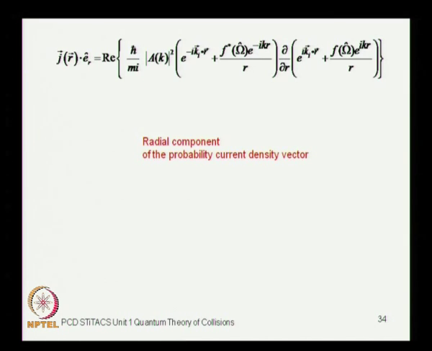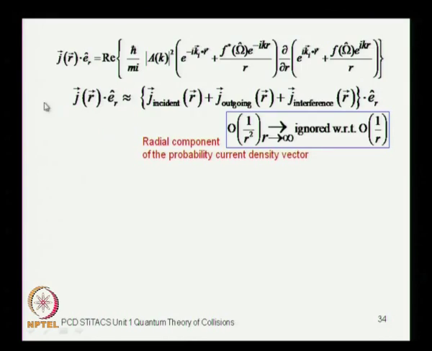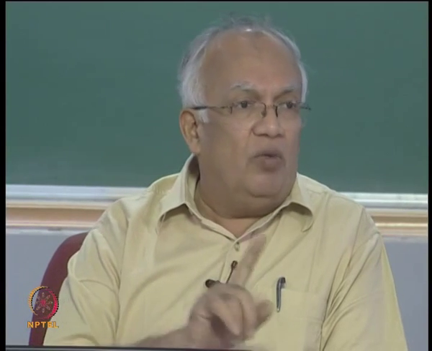So, this is your expression for the radial component of the current density vector corresponding to the total wave function. Now, this current density is made up of 3 parts. One is a pure incident part, which we have evaluated separately. There is one corresponding to the outgoing scattered part, which we also evaluated separately, and then there is also an interference term, but while doing this analysis we are throwing away the 1 over r square terms in comparison with 1 over r.